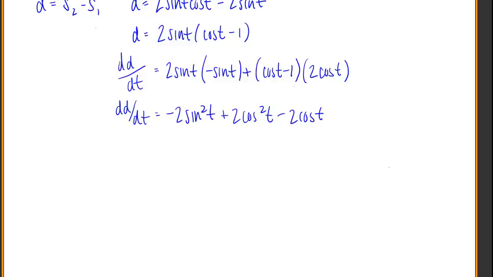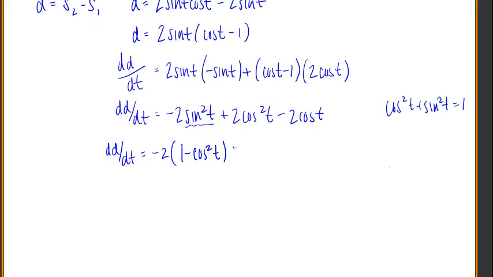I know that cosine squared t plus sine squared t equals 1. So if I want to replace sine squared with cosine squared so that they're all in terms of cosine, let's do that. So the derivative of the distance with respect to time would be negative 2, replacing the sine squared with 1 minus cosine squared, plus 2 cosine squared t minus 2 cosine t.